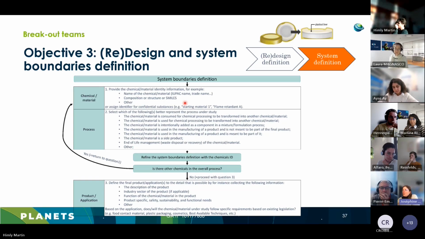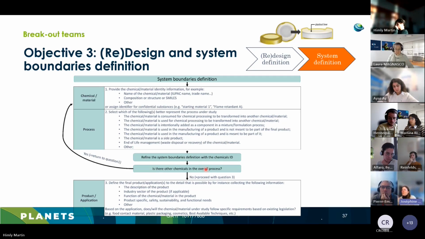For the chemical and material, you should provide the chemical and material identity information, such as the name, the composition, the CAS number if you have it, and so on. For the process part, the idea is to select the following sentence that represents the process under study. So you will have the question as well. Then when you want to do all the system definition, you can refine the system boundary definition with the chemical ID. And if you have any other chemicals, you do it again. But in the frame of the exercise, we will just do it once.